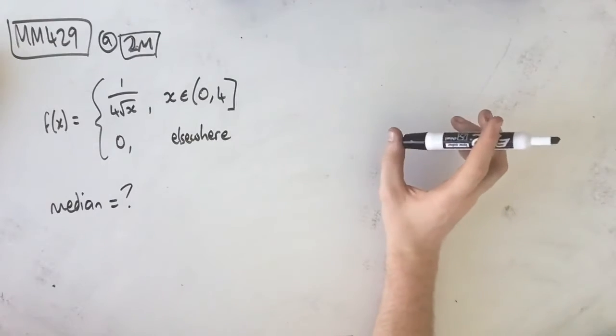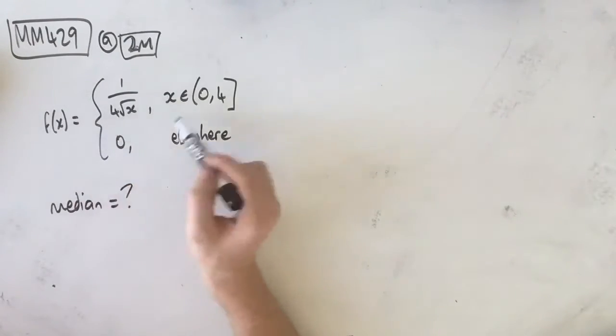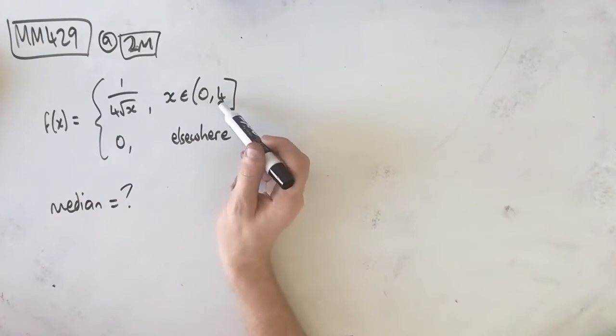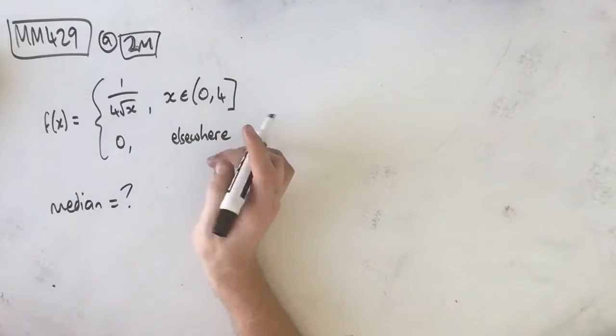So in this question we've got a continuous random variable x which has a probability density function given by 1 on 4 root x between 0 and 4, and we need to determine the value of m where m is the median of x.